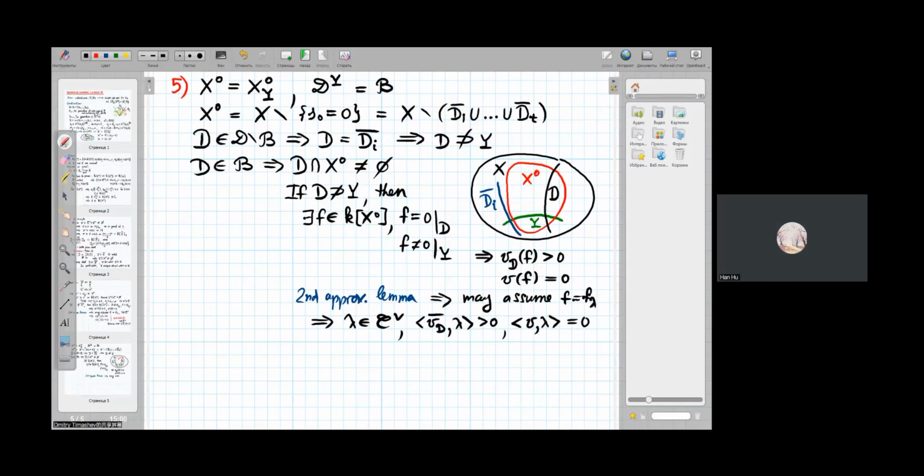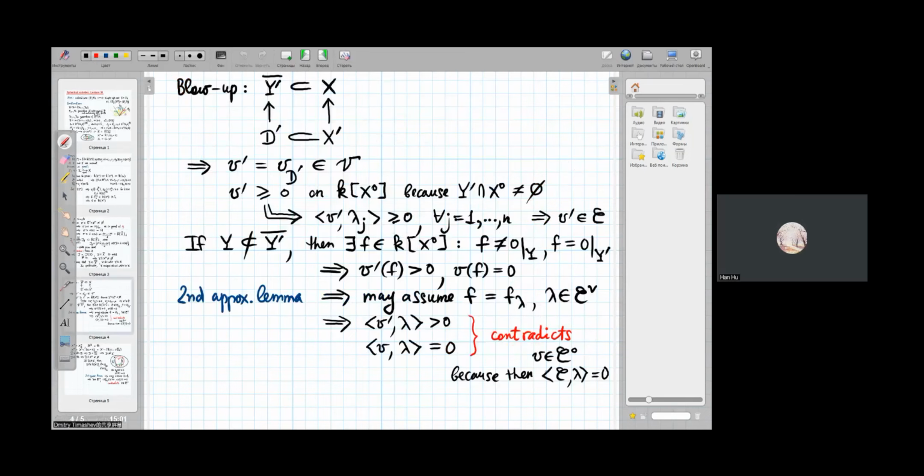And again, as in the previous step, it contradicts that V is in the interior of the cone C. This contradiction is exactly the same as here, because here we also had that. Question? Yeah, sorry. Well, D, since D belongs to B, right?